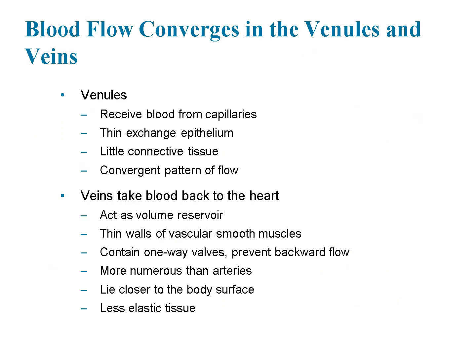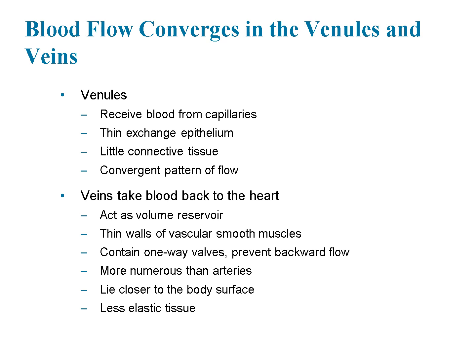As blood completes its journey through the capillaries, it flows into the venules, the smallest veins in the circulatory system. Venules play a critical role in collecting deoxygenated blood from capillary beds and directing it toward larger veins. Their thin exchange epithelium and minimal connective tissue allow for continued nutrient and waste exchange before blood moves onward. The flow pattern in venules is convergent, meaning multiple small vessels merge to form larger veins. Once in the veins, blood is transported back to the heart.